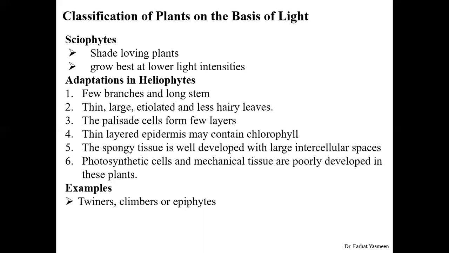They also have thin, large, petiolated, and less hairy leaves. Palisade cells are of few layers, and there is a very thin epidermis which contains chlorophyll. The spongy tissue is well developed with large intercellular spaces. Examples of these sciophytes are twiners, climbers, and epiphytes.